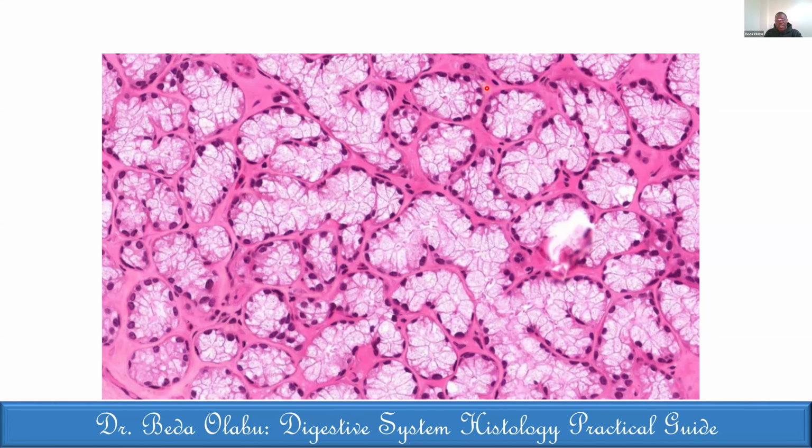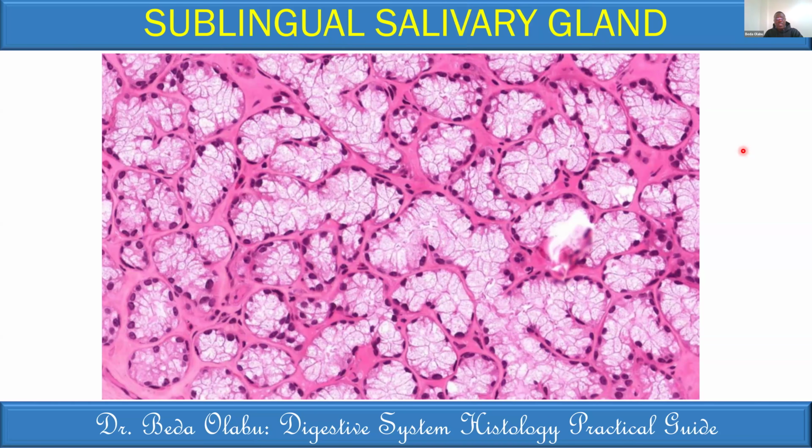What you see staining here are the stromal elements. And so this becomes the sublingual salivary gland. So just use the concept of what type of acini are present to distinguish the three salivary glands.